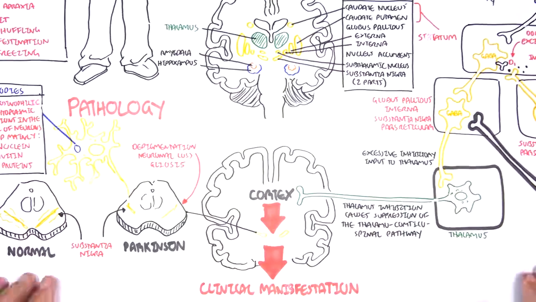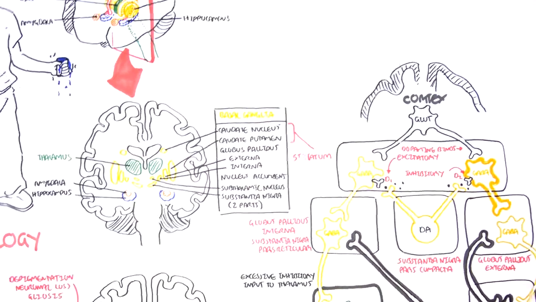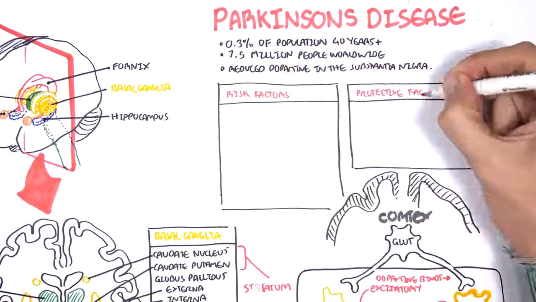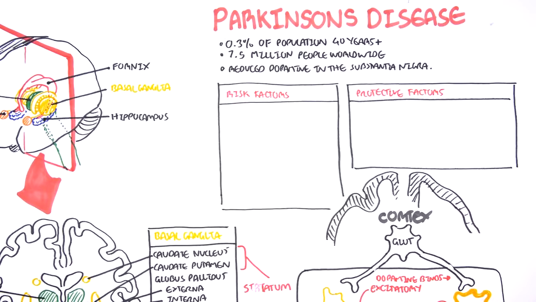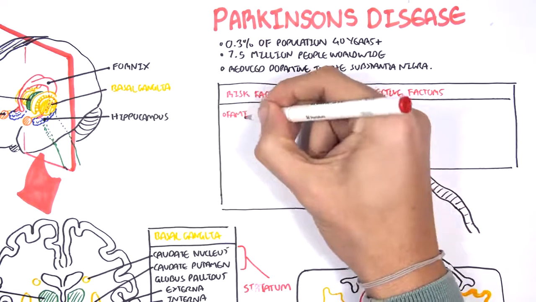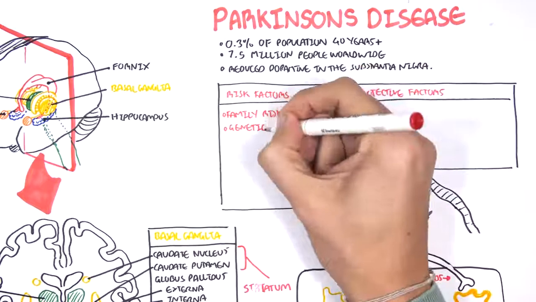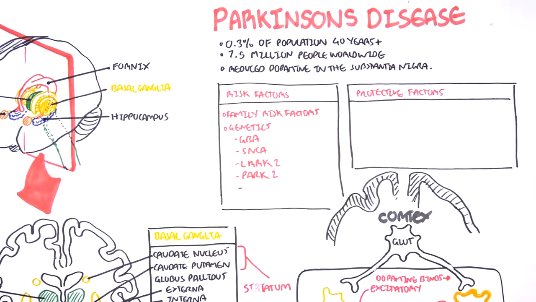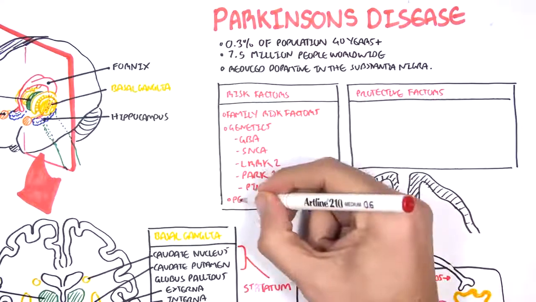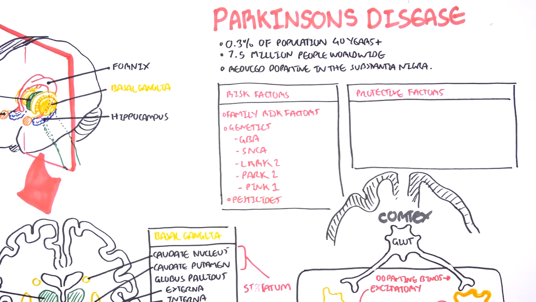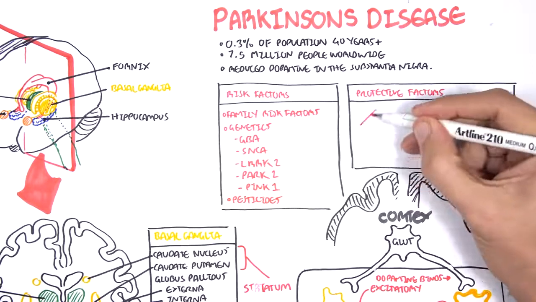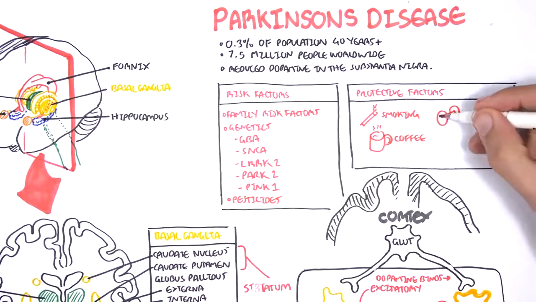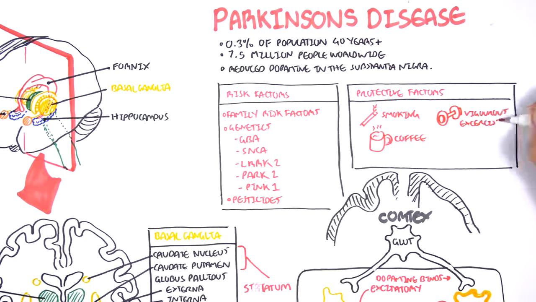Now let's talk about the risk factors as well as the protective factors of Parkinson's disease. So the risk factors of Parkinson's disease include family risk factors. There are genetic risk factors, which include GBA, SNCA, LRRK2, PARK2, and PINK1, as well as pesticides, which have been shown to cause Parkinson's disease. Protective factors include smoking, coffee, vigorous exercising, as well as the use of non-steroidal anti-inflammatory drugs.